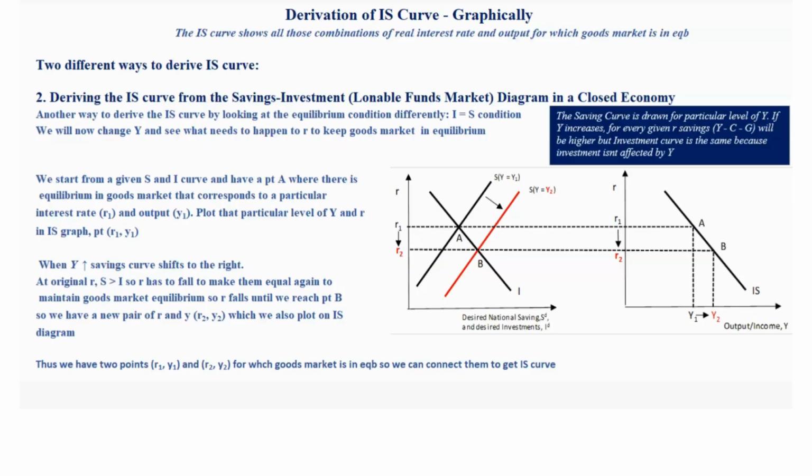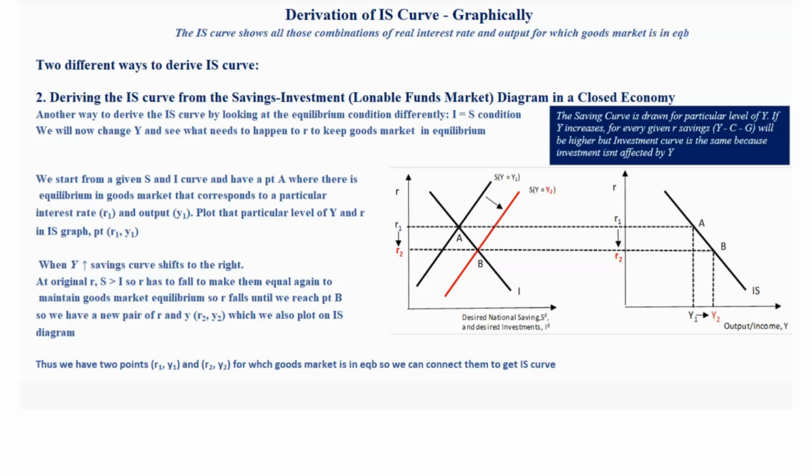So now we increase Y, and as a result of this, the savings curve is going to shift towards the right, because now at any given interest rate, your national savings, which are Y minus C minus G, are higher. As the savings curve shifts towards the right, at the original R, your national savings are greater than private investment. So now the goods market is not in equilibrium, and R will have to fall to maintain goods market equilibrium.